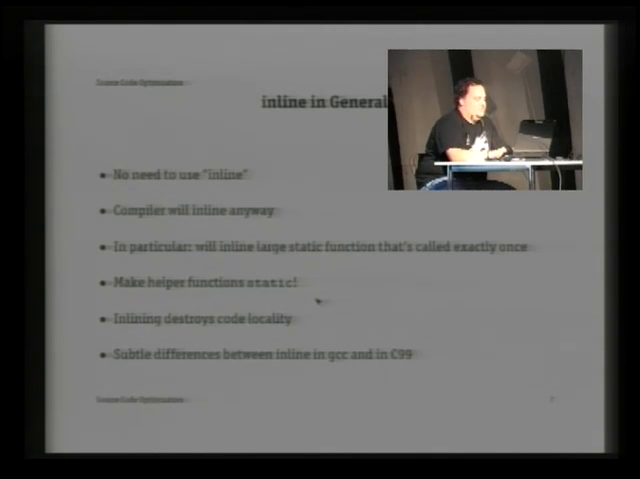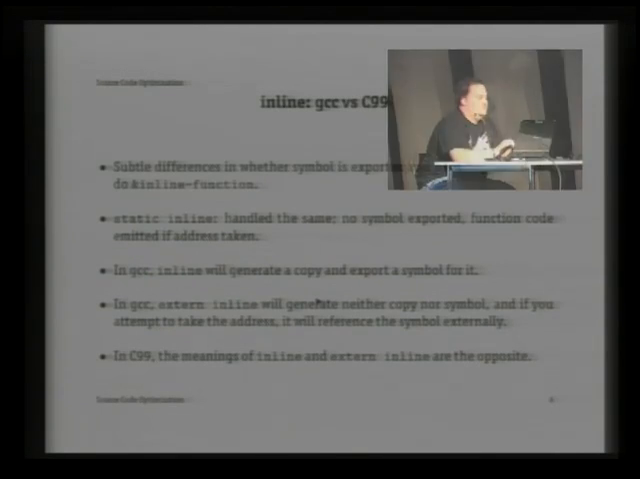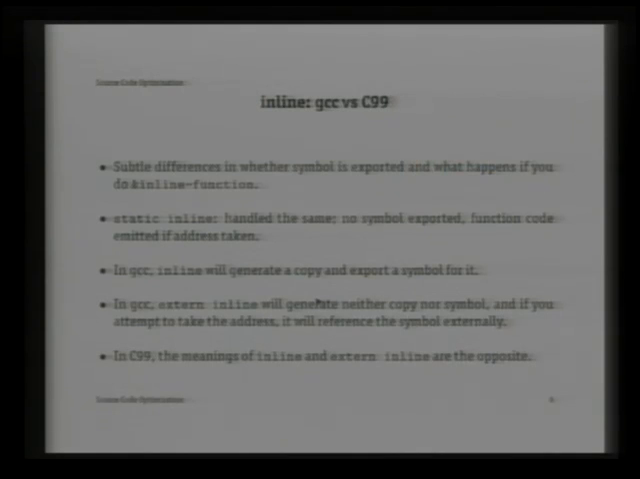There's some subtle difference between inlining in GCC and C99. The difference is whether a separate copy of the function is output too. If you have a small inline function and you use it once, then GCC, if you just say inline, will output two copies of the code. If you use static inline, then no symbol is exported because it has static linkage. It means it's only used in this object file. So the function code is only emitted if an address of it is taken, and otherwise it's just inlined. And this is the same for GCC and C99.